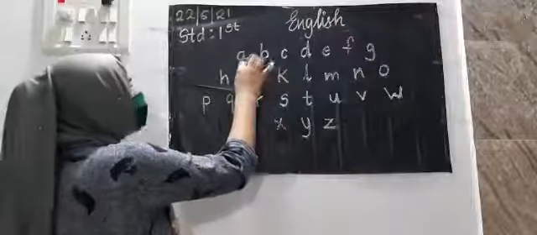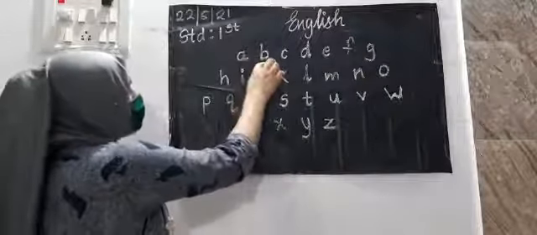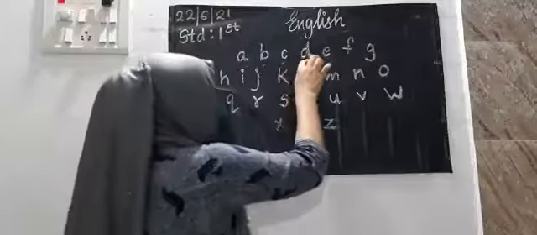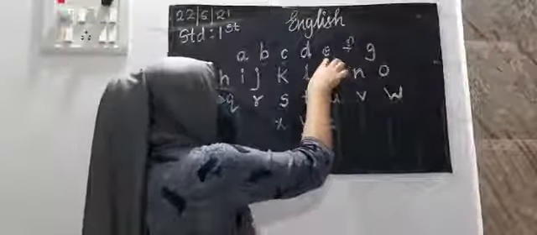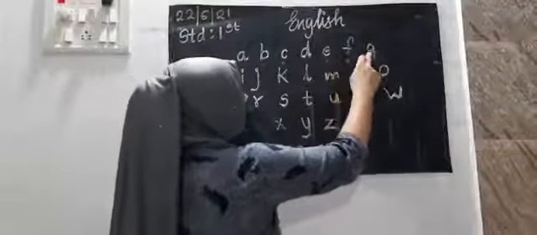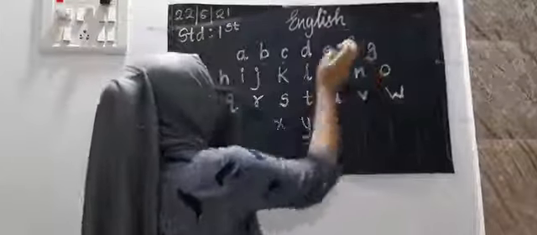A for apple. B for ball. C for cat. D for dog. E for egg. F for fish. G for gun. H for horse.